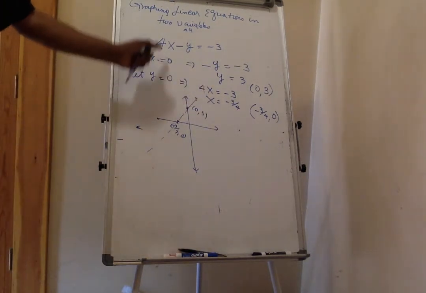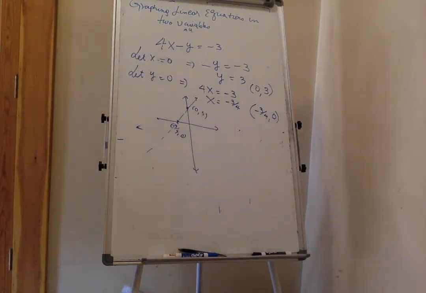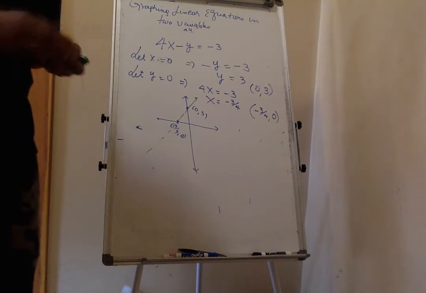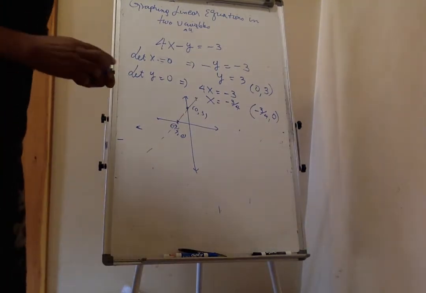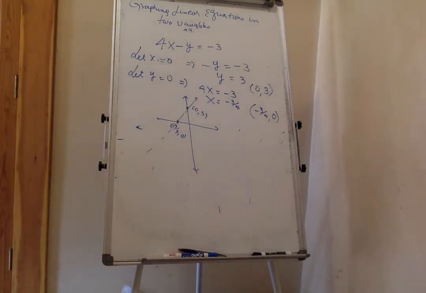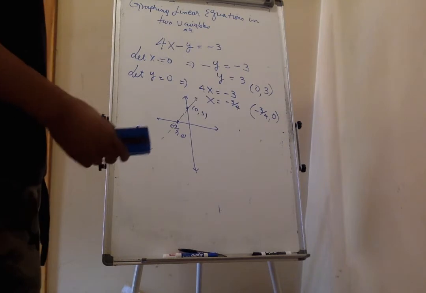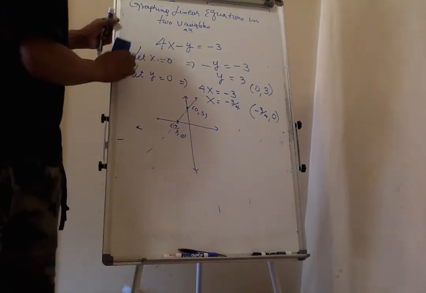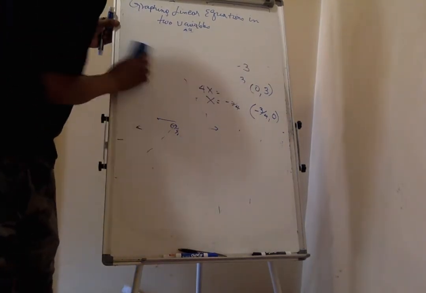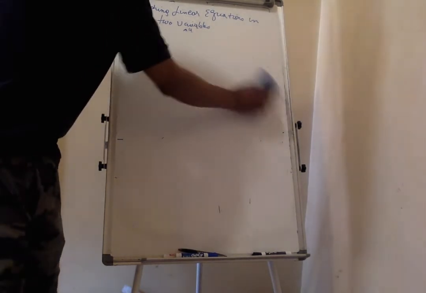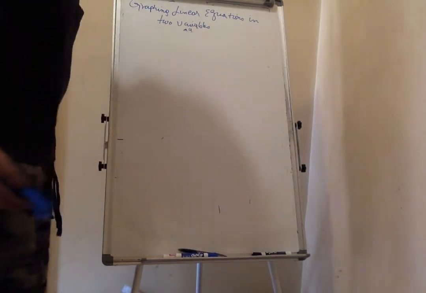And this is a graph of 4x minus y is equal to negative 3. So it's pretty much straightforward. Okay, but there are other instances where you cannot use the intercepts. Meaning what? You have to choose other ordered pairs instead of the intercepts. And that is not also that difficult.